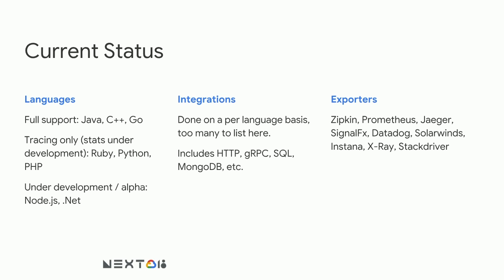So as I mentioned before, we have support for a number of languages and integrations and exporters. Right now, we have really great support for Java, C++, and Go. For Ruby, Python, and PHP, the tracing is in a production-ready state, and we've been adding support for metrics. Some of those are a little further along than others. And Node.js, I think, just entered alpha, if I remember correctly, and so Node.js is going to jump to full support pretty quickly, as well as Python.